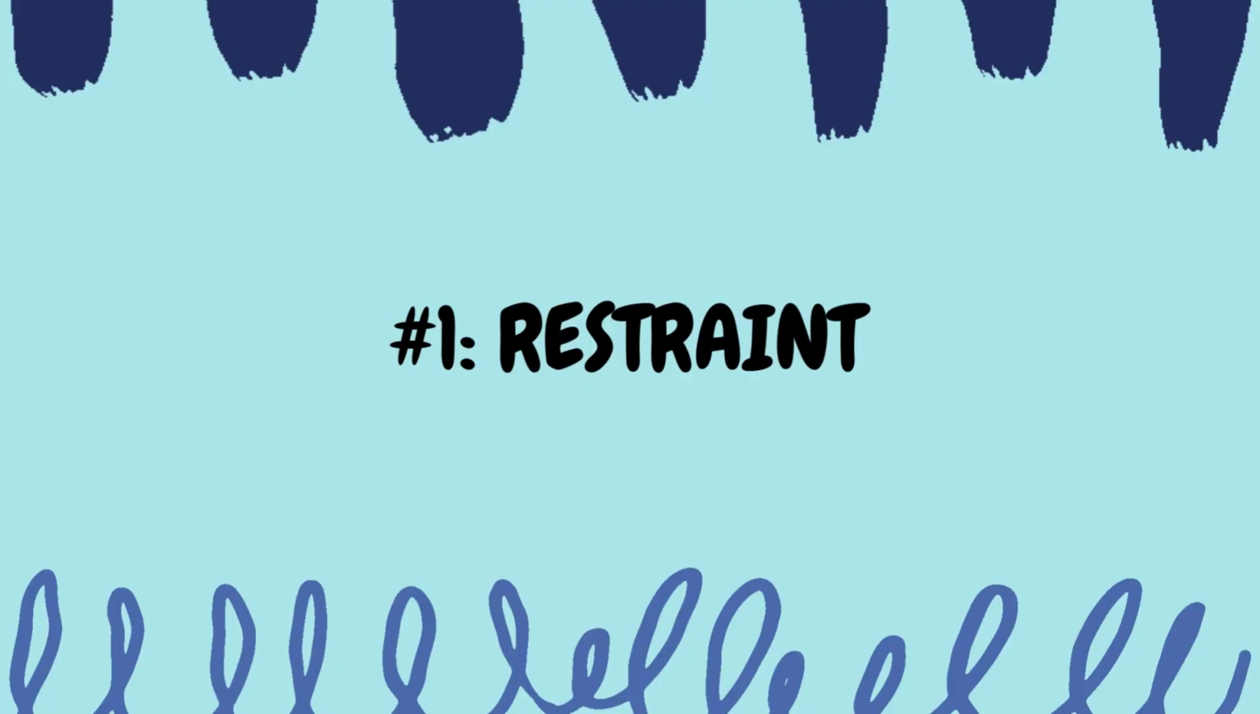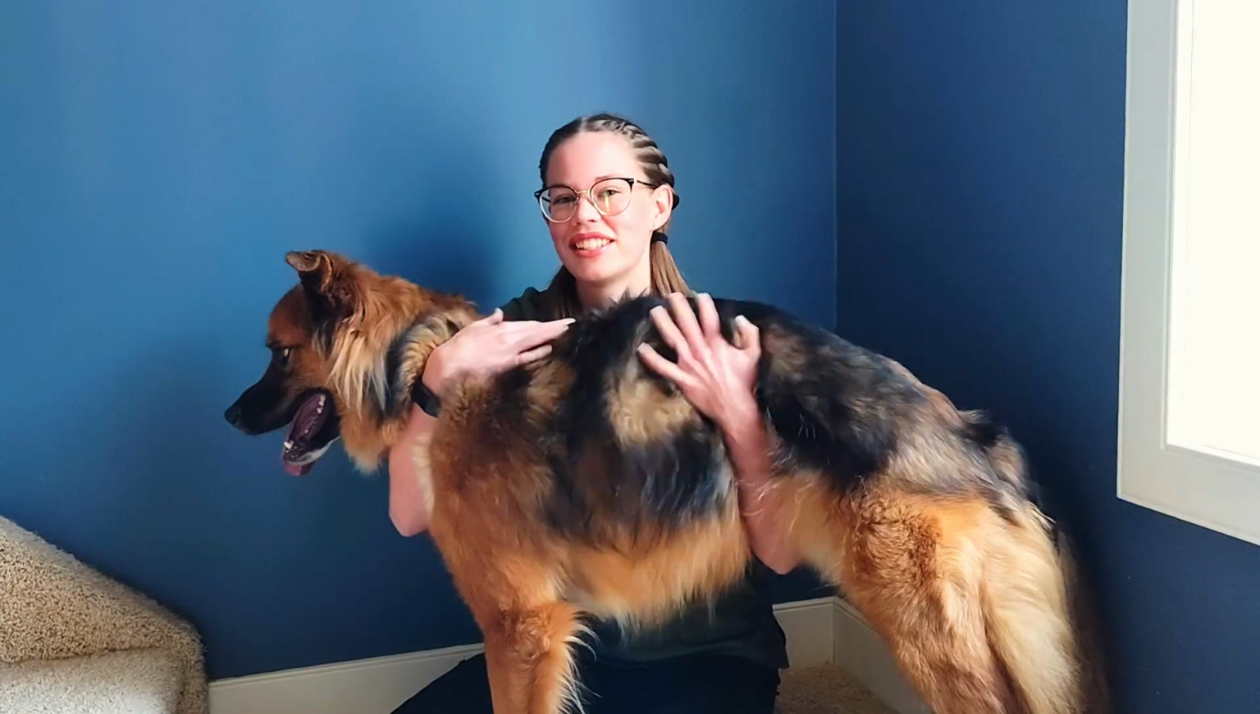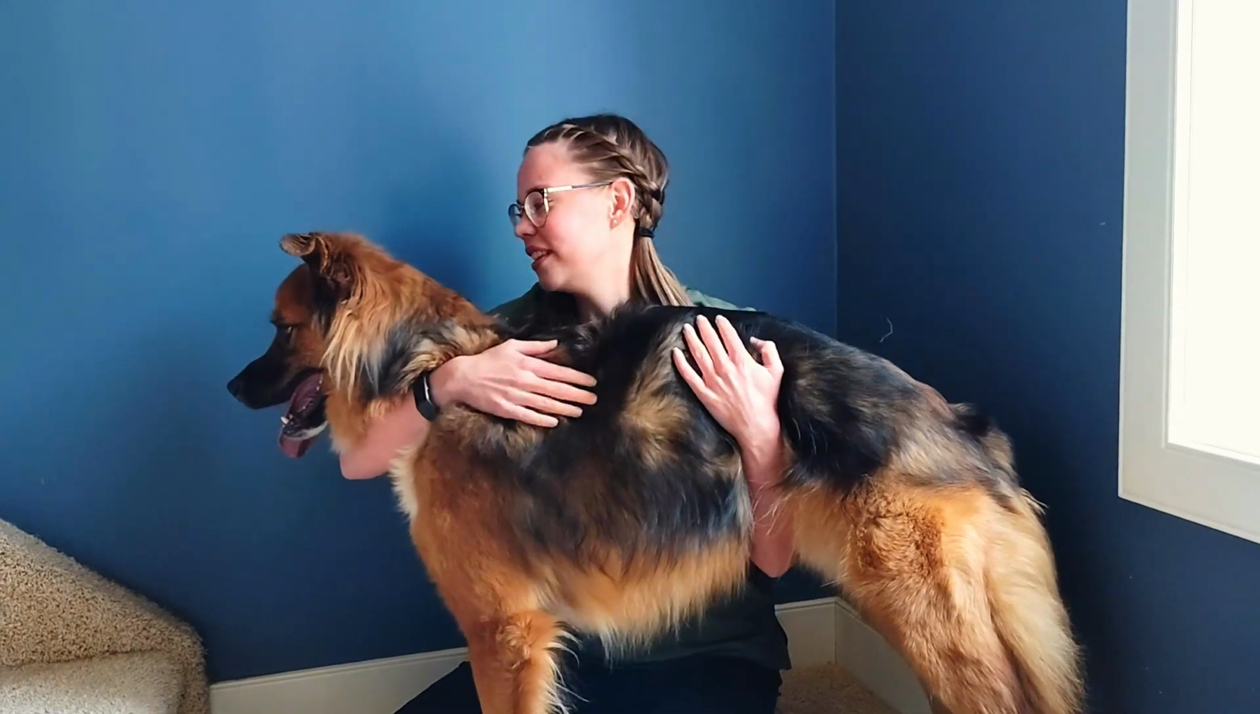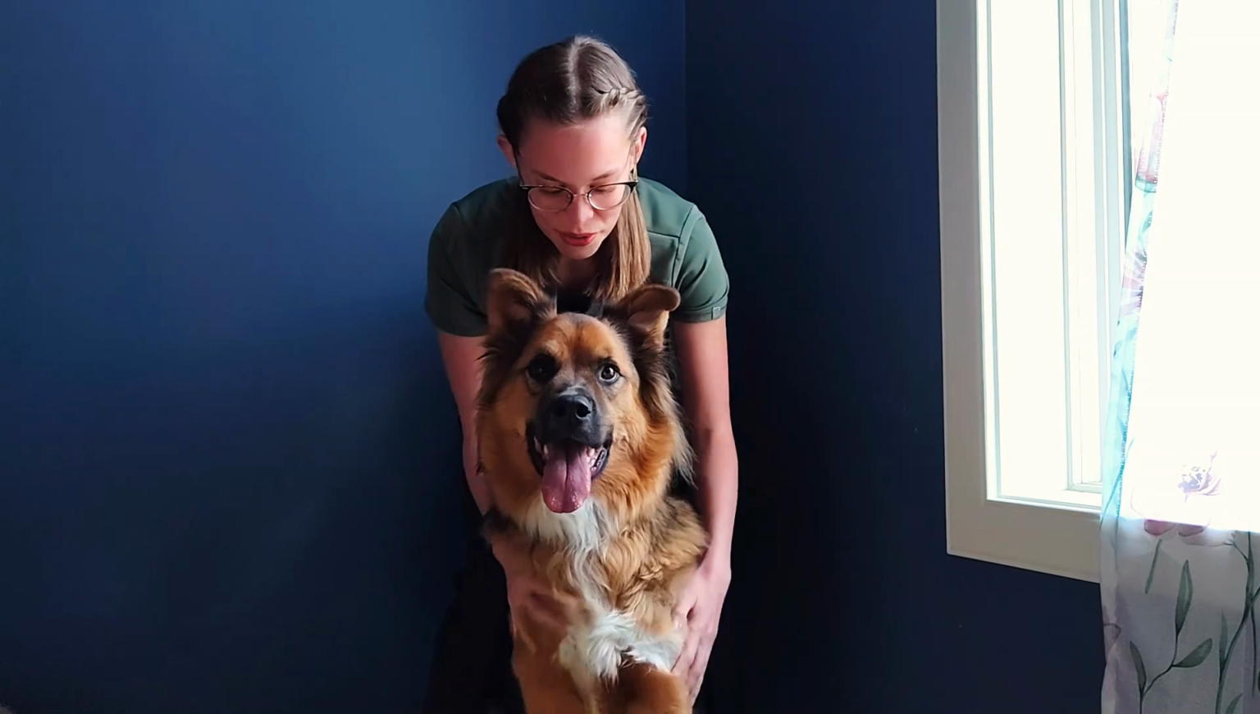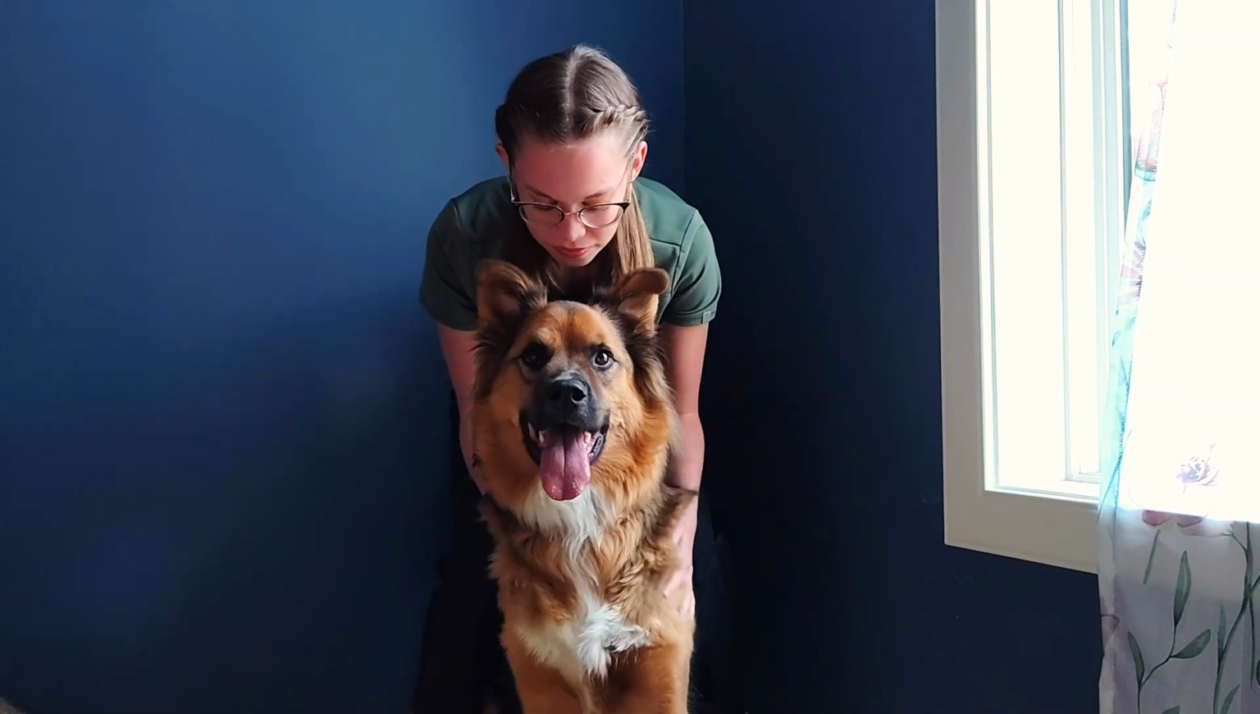Step number 1, restraint. Figure out the best way to restrain your dog, whether that be getting a family member to hold the dog or getting the dog to sit in between your legs in a corner. We want to restrain them from running away, because once we start cleaning their ears, their automatic response is to shake their heads and run away. Bonus tip, have towels for a cleanup afterwards.